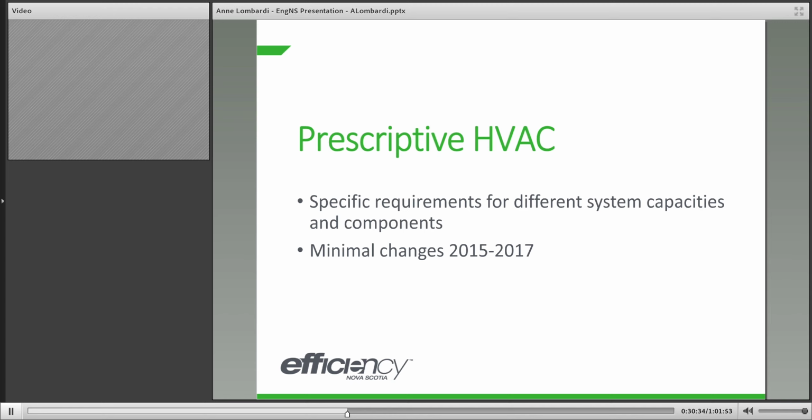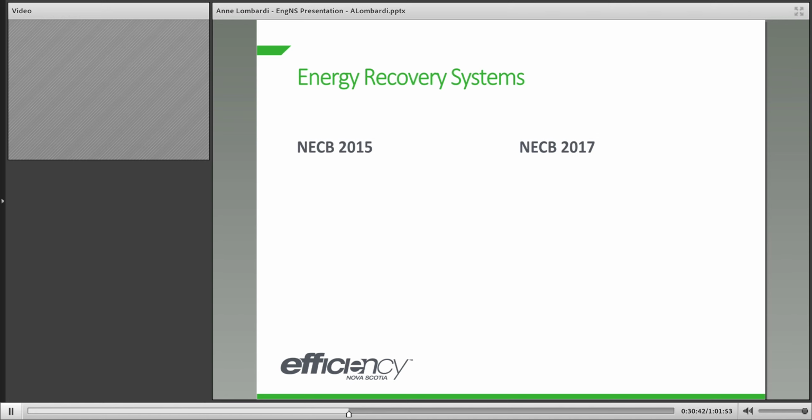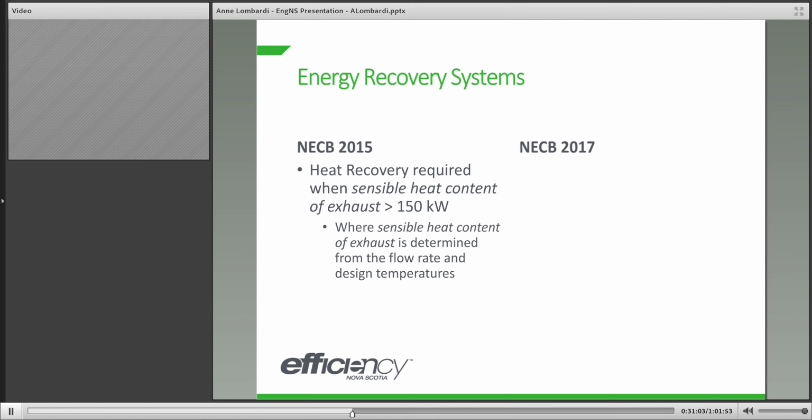Like I said, minimal changes, except one rather important change that I did want to go over, and that is in energy recovery systems. In NECB 2015, we had the requirement that an exhaust air system had to be equipped with heat recovery when the sensible heat content of exhaust was greater than 150 kilowatts. The sensible heat content of exhaust is determined from the flow rate and design temperatures. There's an equation in there. Generally, this would apply to fairly large systems, so bigger buildings.